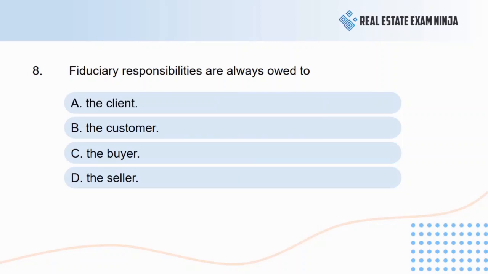Number 8. Fiduciary responsibilities are always owed to A. The client. B. The customer. C. The buyer. D. The seller.